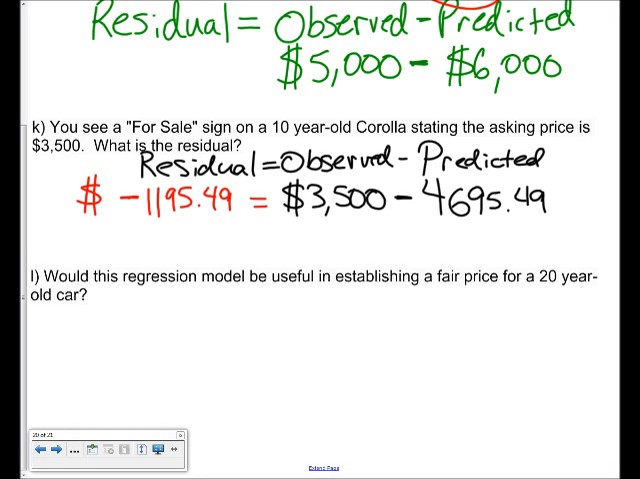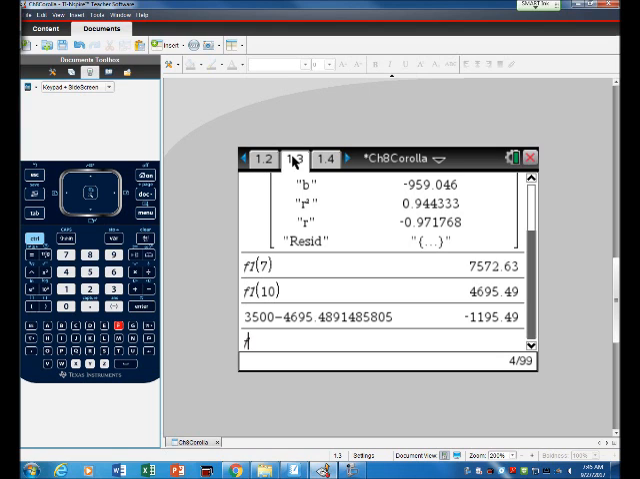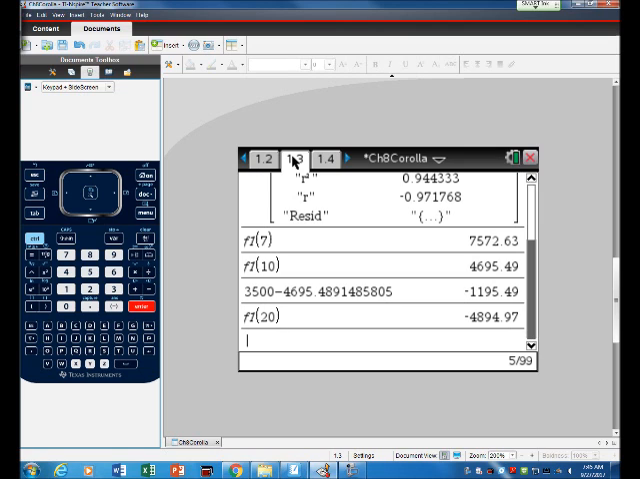Okay, now the last one, letter L. Would this regression model be useful in establishing a fair price for a 20-year-old car? So we can absolutely type in F1 of 20 and just see what it says. So this is a 20-year-old Corolla. That is old. But when I do that, a couple of things are going off in my head here. It says, when you type in 20, you should price it at negative $4,894.97. So basically, they're going to give you the 20-year-old car, and they're going to pay you just under $5,000. Well, that is just silly. That's never going to happen.